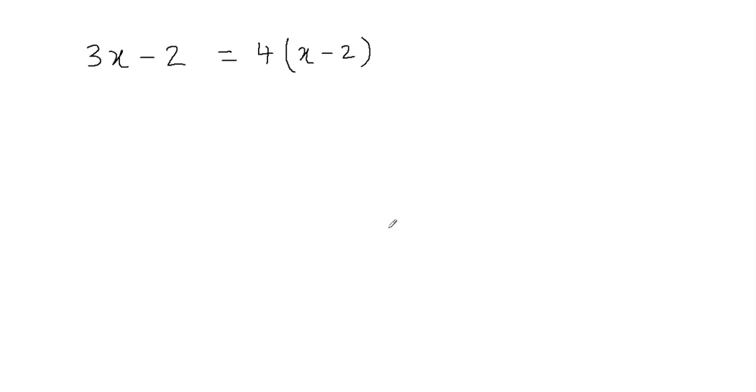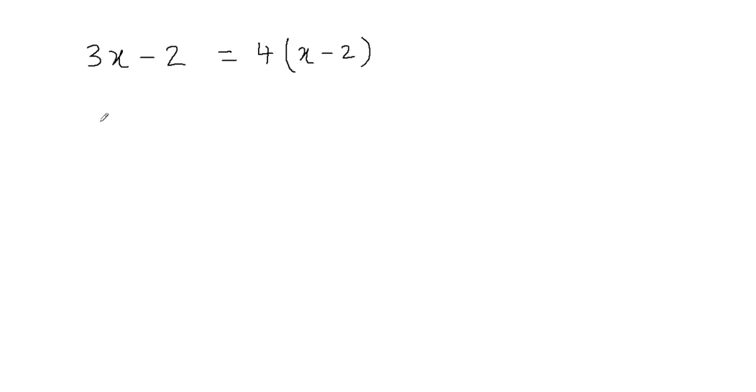Hi, in this video we'll learn how to solve an equation and find the value of the unknown variable. In this equation, the unknown variable is x and we need to find the value of x. First of all, we need to remove the parentheses. To get rid of the parentheses, we can just distribute 4 across x minus 2. So let's solve this first.